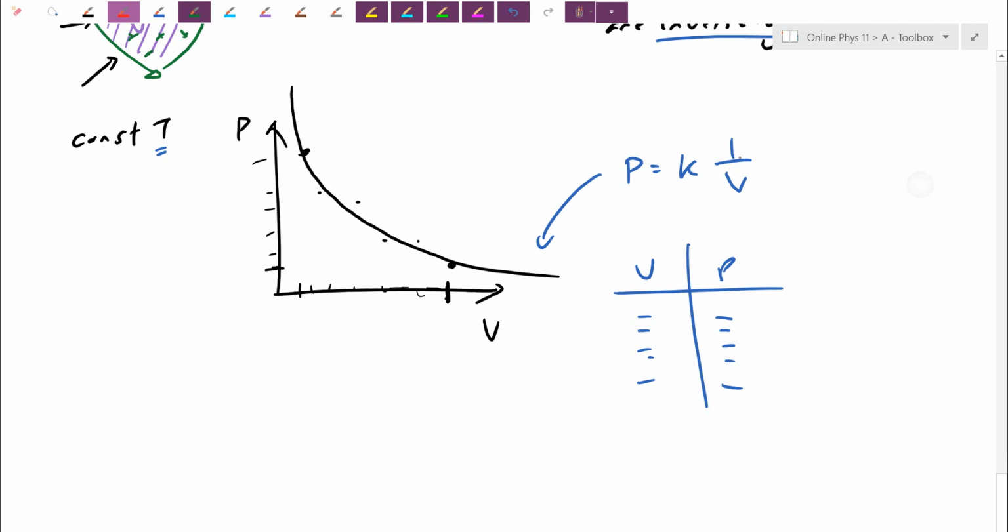I don't really want to fit to this reciprocal. Make a note of that one there. This is called the reciprocal function. I don't want to actually try to fit to a curve because that's a little bit harder. What I can do is I can actually linearize the graph. I can force the data to be linear.